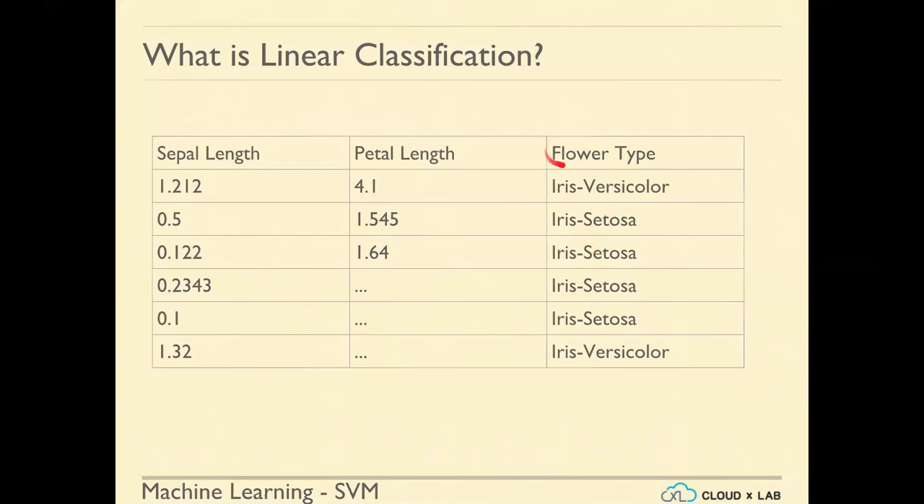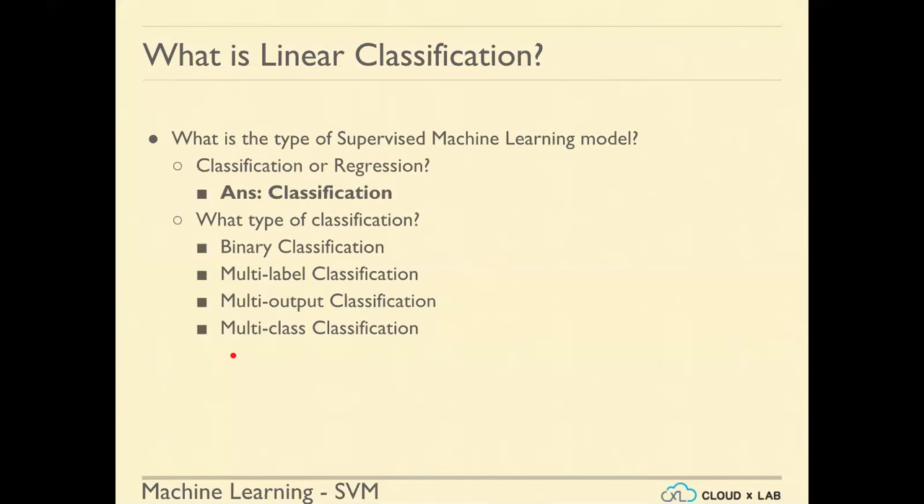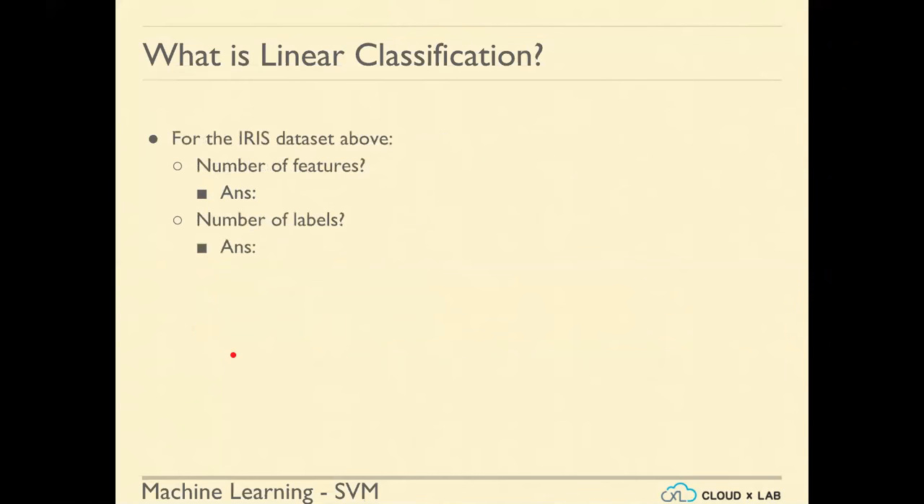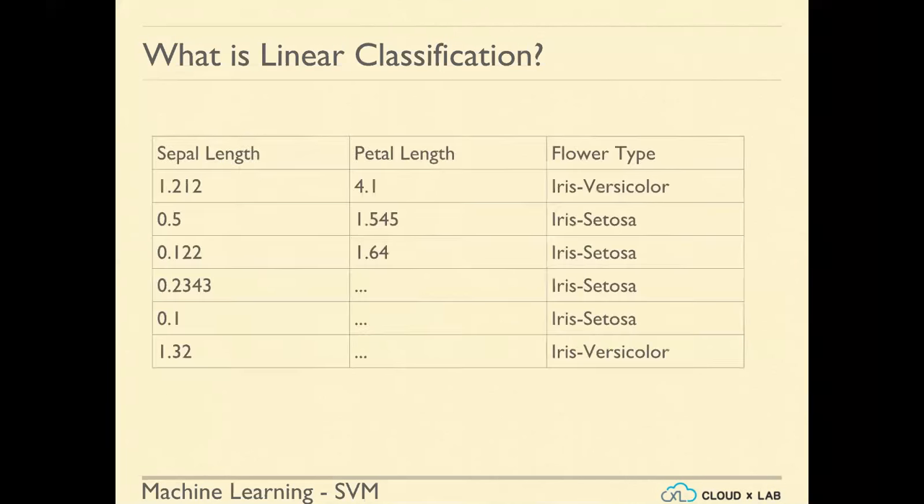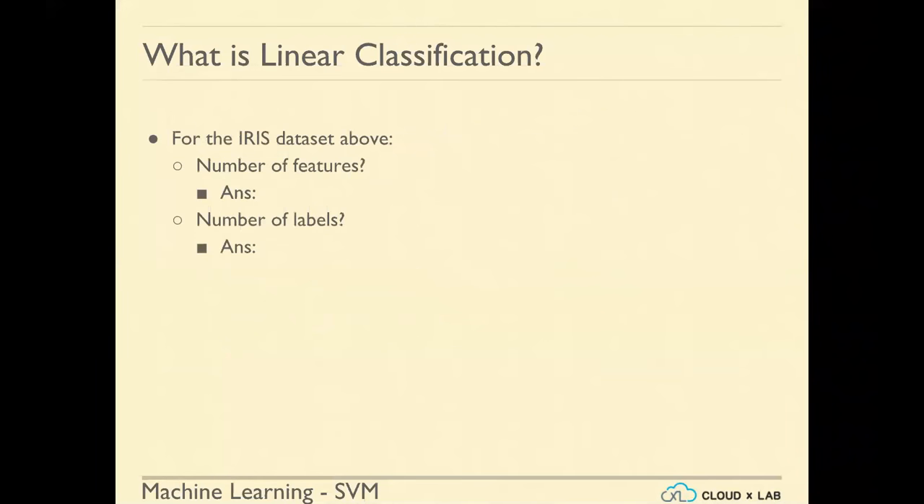This is the target, and this is the data. Quickly. Right. This is multi-class. Okay. How many features quickly? How many features are there? Correct. Two features.